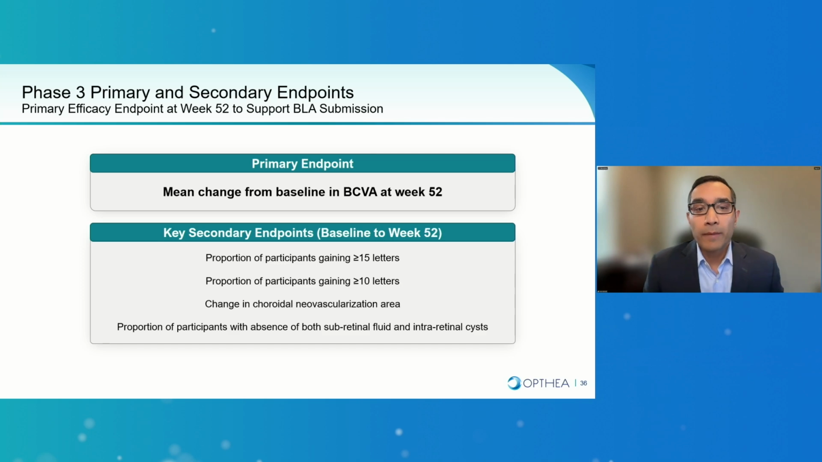The primary endpoint, what are we looking for in these trials? We're looking at mean change from baseline in BCVA at week 52. These patients will be followed out to week 100, with the primary endpoint being at week 52. Key secondary endpoints are how many patients gain 15 letters or more, or in other words, 3 lines of vision or more, 10 letters or more, as well as anatomic endpoints looking at choroidal neovascularization area, and proportion of patients with absence of both subretinal fluid as well as intraretinal fluid or CIS. Next slide, please.